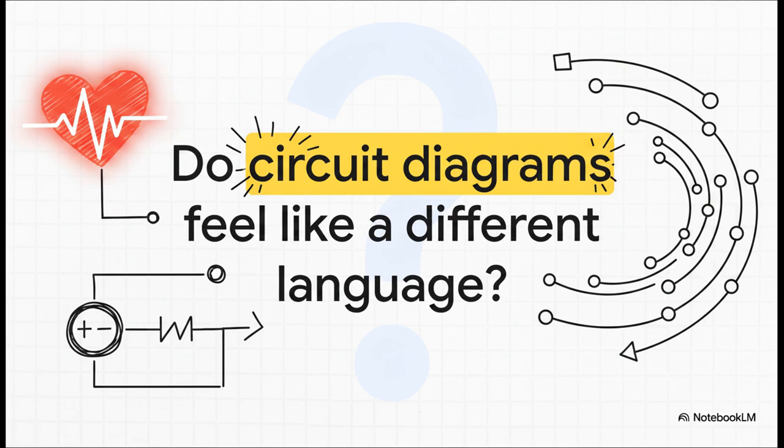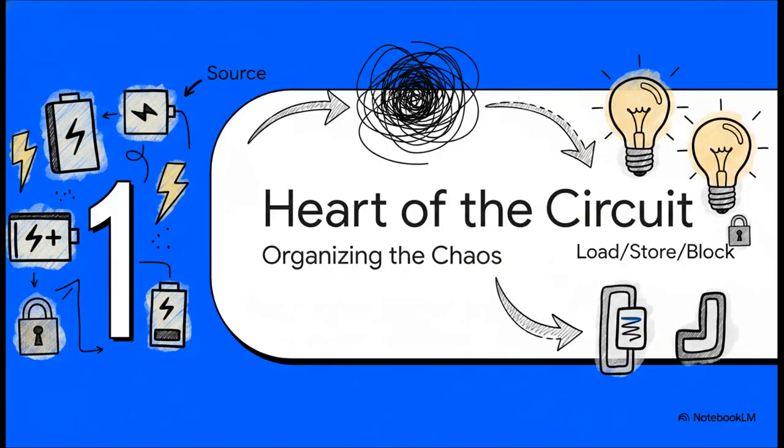Today, we're not going to stress over solving some massive multi-loop nightmare. Instead, we're just going to slow things down. We're going to look at the heartbeat of these circuits, just one simple piece at a time. By the end of this, you'll be able to glance at those intimidating diagrams and instantly spot the exact parts that bring the whole thing to life. All right, let's jump straight into section 1, the heart of the circuit.